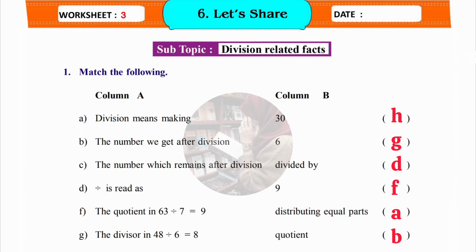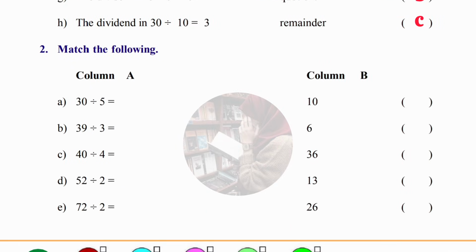Okay. Next one. The dividend in 30 divided by 10 equal to 3. So answer is 30. Write down H beside 30 in the column B. Got it guys? Understood? Let's do the second match the following also. So column A and column B given. We have to read column A and do the sum. Then we'll get the answer which is in column B. Then we have to match it correctly.